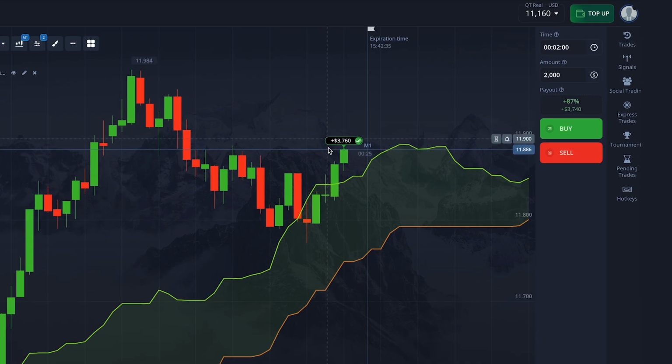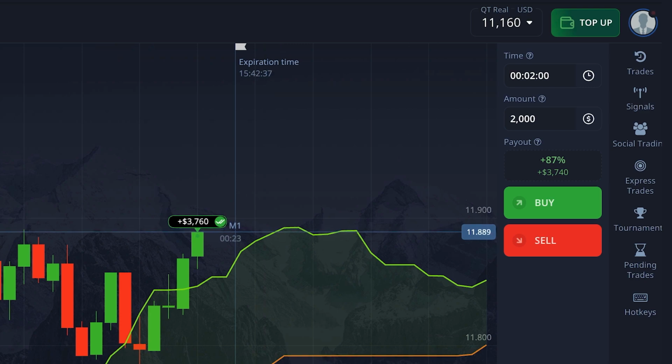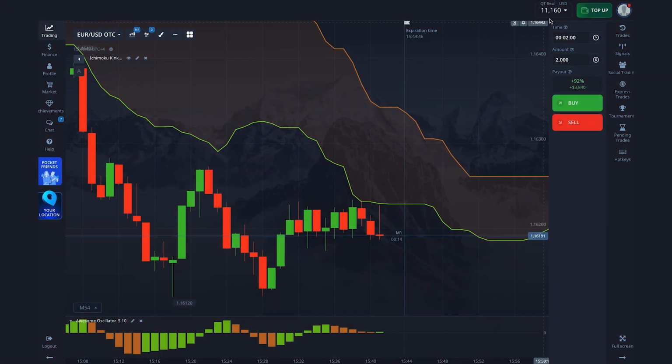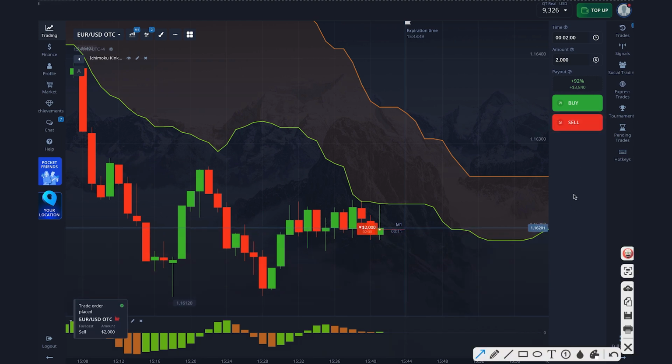The result is another $1,840 in profit. Let's keep going. Next situation, expiration time, 2 minutes. Open a buy trade for $2,000.